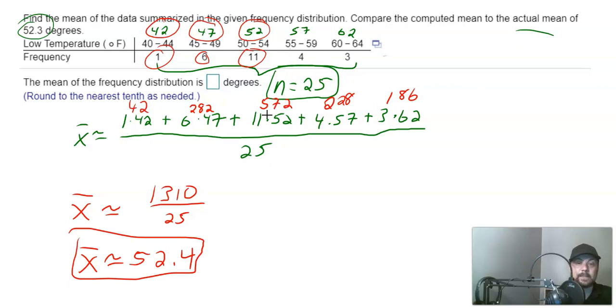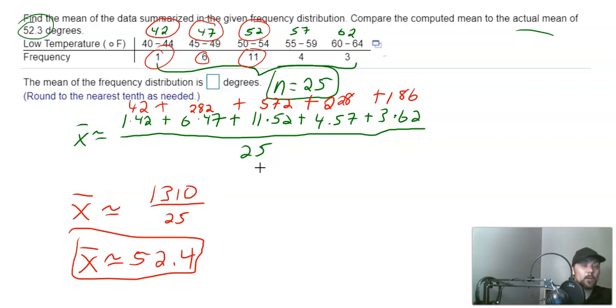And so that's how I got this line right here. I did these individually in my calculator because I don't know if the iPhone would let me type in all of it at once. It probably does, but I just did one at a time, got these numbers, added them up. I added up these results and I got 1,310, and then I divided by 25.